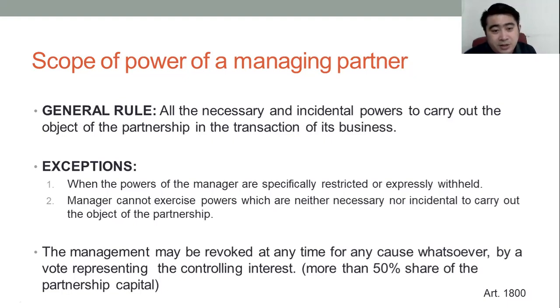All right? So let's remember the general rule, no? Na yung managing partner, so basta lahat ng necessary and incidental powers to carry out the object of the partnership in the transaction of its business. No? So yun yung mga bagay na pwede niyang gawin. No? Hindi na pwede gawin is kapag limited yung pwede niya gawin as agreed upon. So ito yun, no? When the powers of the manager are specifically restricted or expressly withheld. Kapag express yung agreement ng mga partners na ito lang ang pwede gawin ng partner na yun, yun lang ang pwede na gawin. And the manager cannot exercise powers which are neither necessary nor incidental to carry out the object of the partnership. Let's say labas na sa negosyo ng partnership business, wala nang karapatan doon yung managing partner.